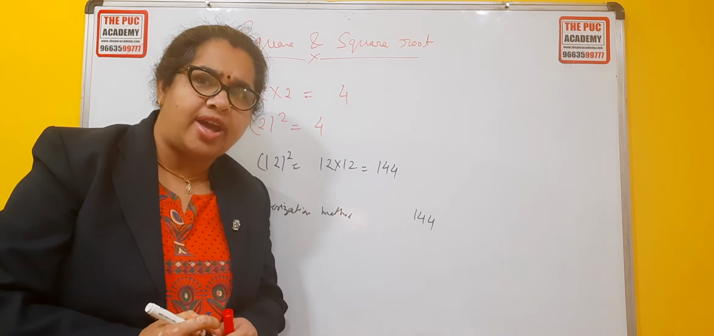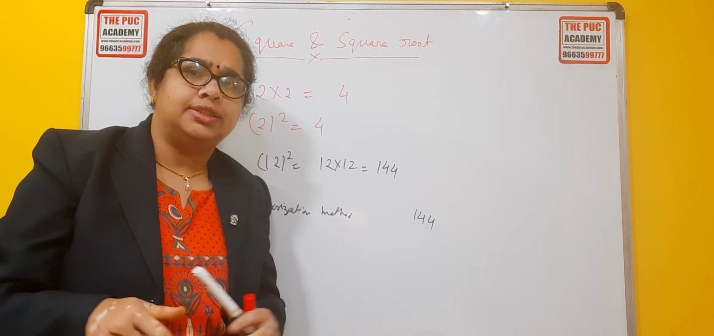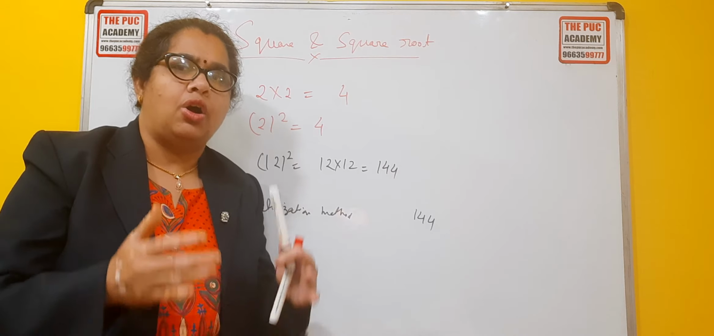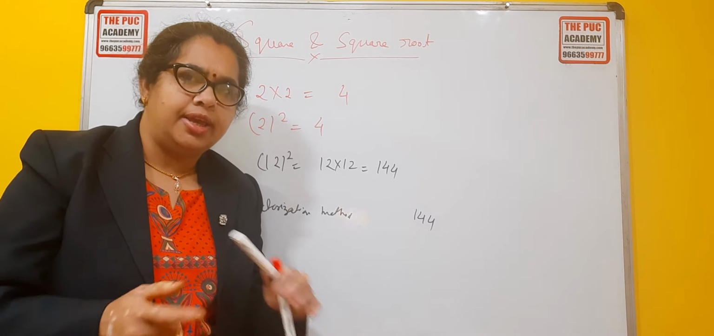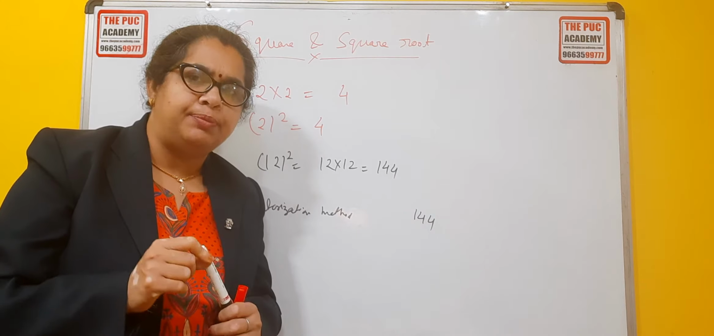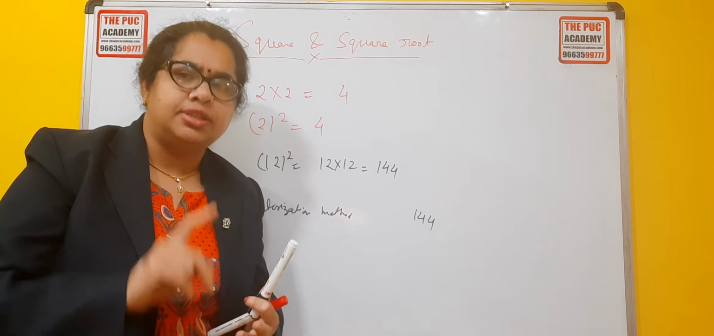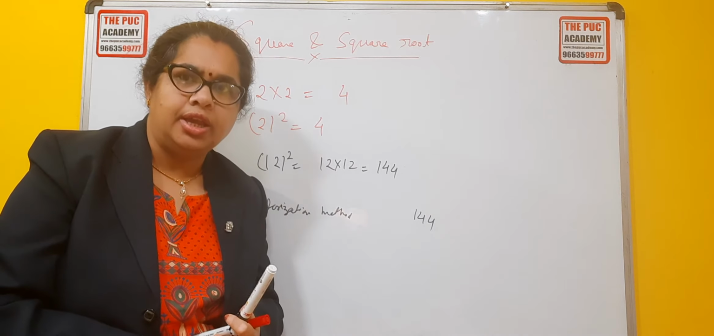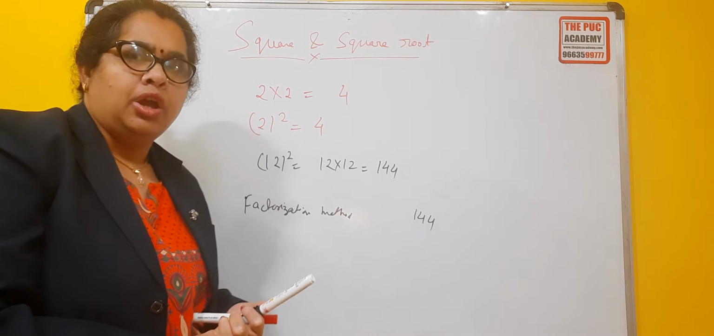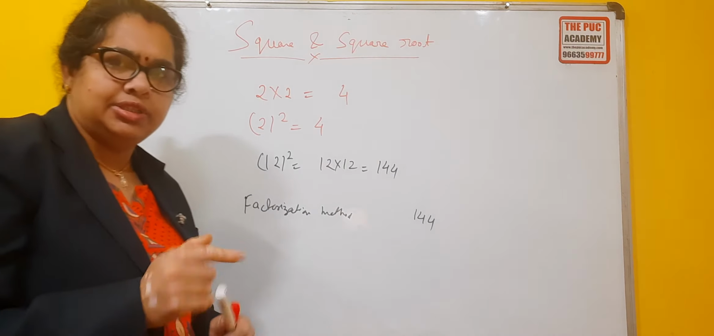What is called a square root? Square root is just the opposite of squares. Here, we will not multiply, we will divide with the same numbers. Okay, that is one way, and another way we will see here.